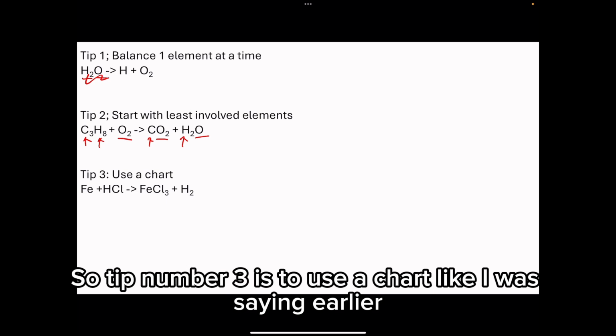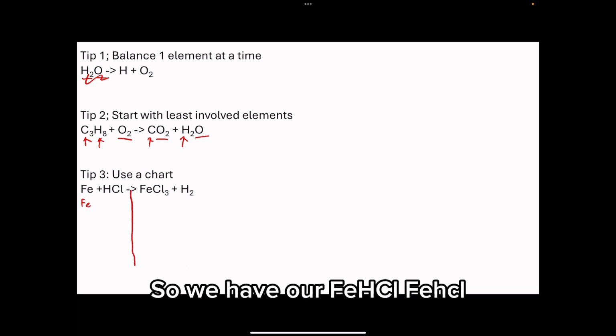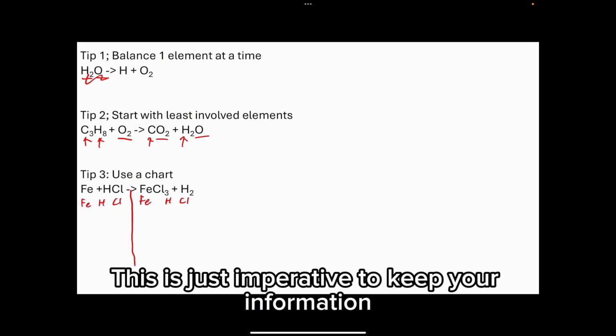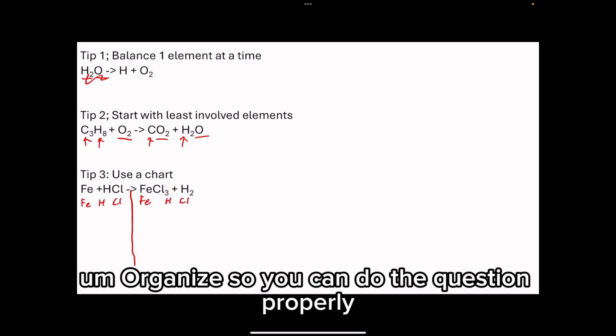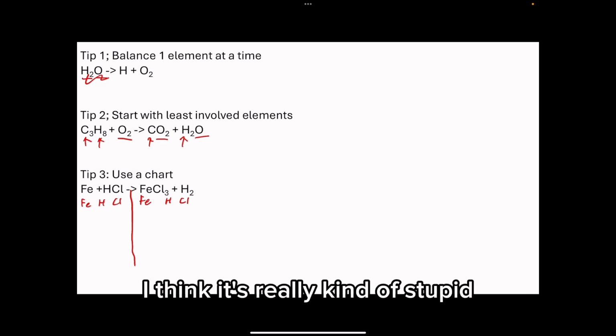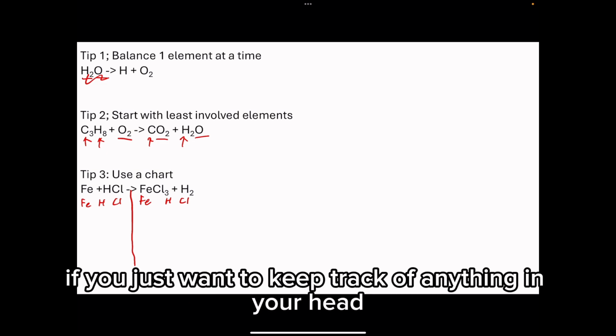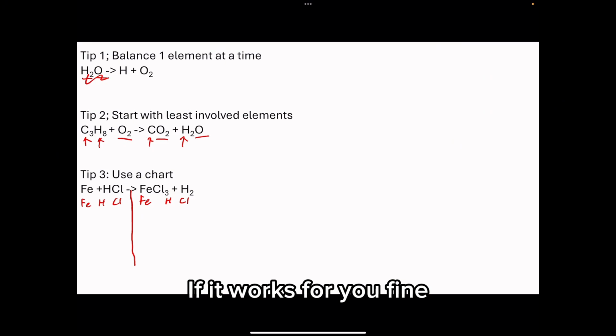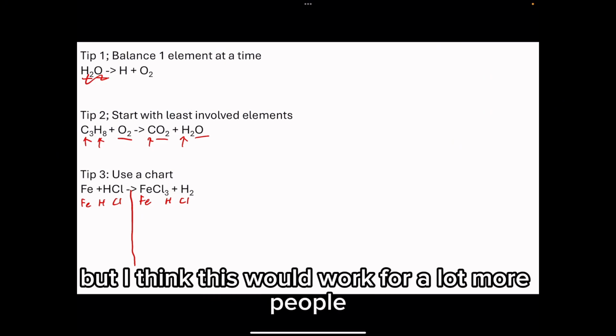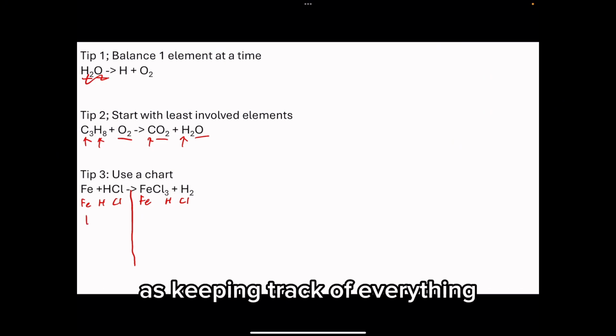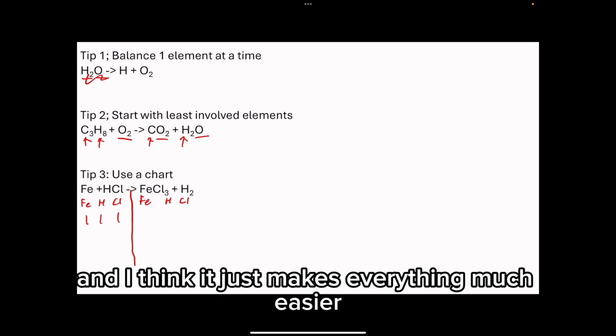So tip number 3 is to use a chart, like I was saying earlier. So we have our Fe, H, Cl. This is just imperative to keep your information organized so you can do the question properly. If you're not using a chart, I think it's really kind of silly to just want to keep track of everything in your head. If it works for you, fine. But I think this would work for a lot more people, keeping track of everything. And I think it just makes everything much easier.